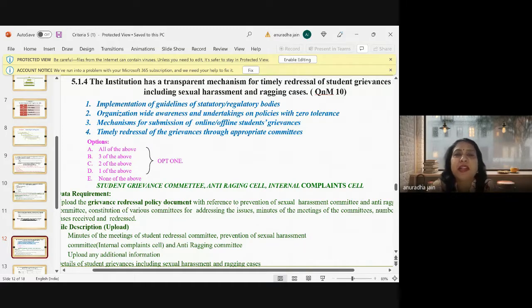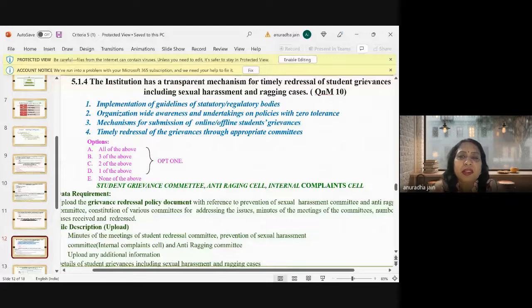Many committees should be there in any educational institution. The statutory requirement is for a student grievance cell or student grievance committee. Then there is ICCSH, that means Internal Complaint Committee for Sexual Harassment, which is a mandatory requirement for any organization. Then also an anti-ragging cell or anti-ragging committee, that is also a requirement of any educational institution for the smooth functioning of the institution for the benefit of the students. So these three are the statutory requirements.